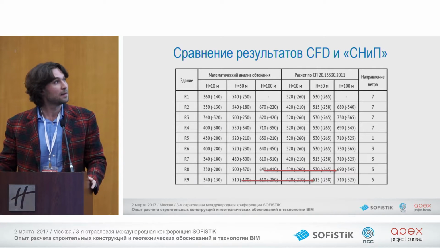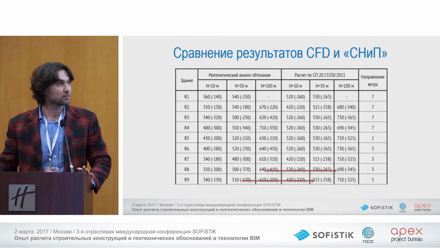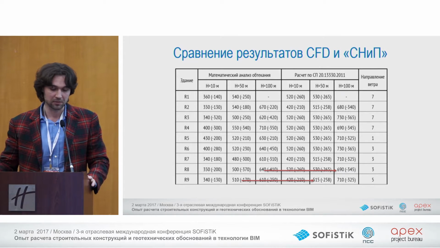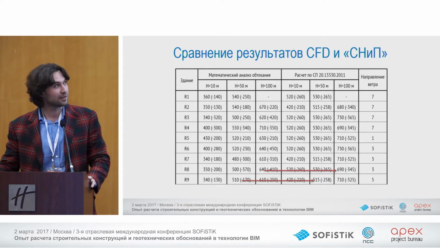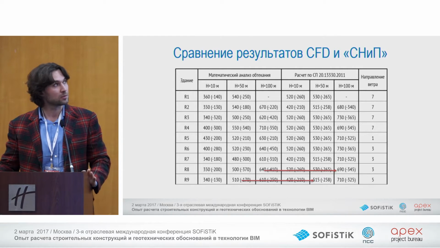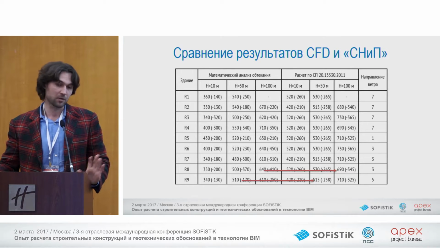We compared CFD analysis to construction codes. They are not called SNiPs anymore, but many Russian experts and experts from abroad are used to calling them SNiPs. Okay, code checking. And the results were not very satisfactory, but we can explain it, because the higher the building, the less SNiP loads are applicable.